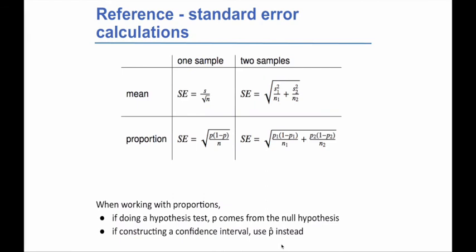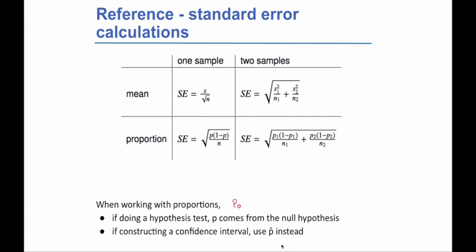Real quick, your reference for your standard error calculations. Again, for a 1 sample, your mean is s over the square root of n, and your proportion is the square root of p times 1 minus p over n. For 2 samples, your mean is the square root of s1 squared over n1 plus s2 squared over n2. And for a proportion, it's the square root of p1 times 1 minus p1 over n1 plus p2 times 1 minus p2 over n2.